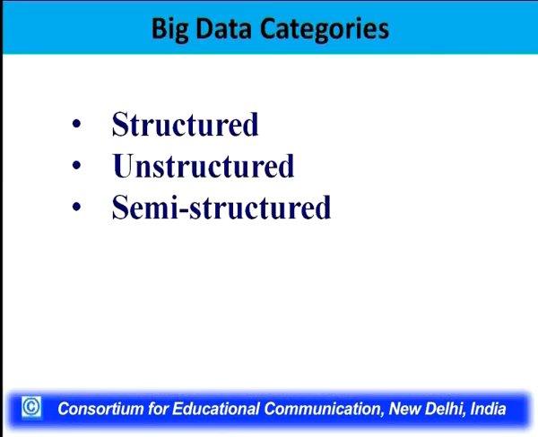Now let us see, friends, what the various categories of big data are. Generally and basically, big data is categorized into three parts: structured, unstructured, and semi-structured.